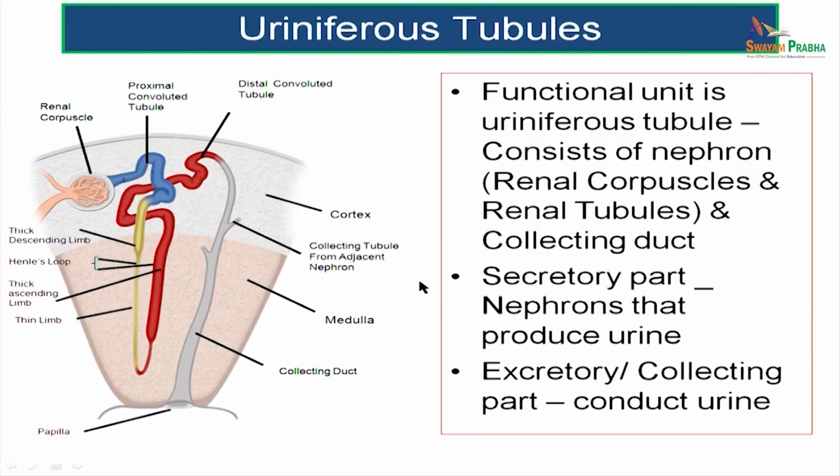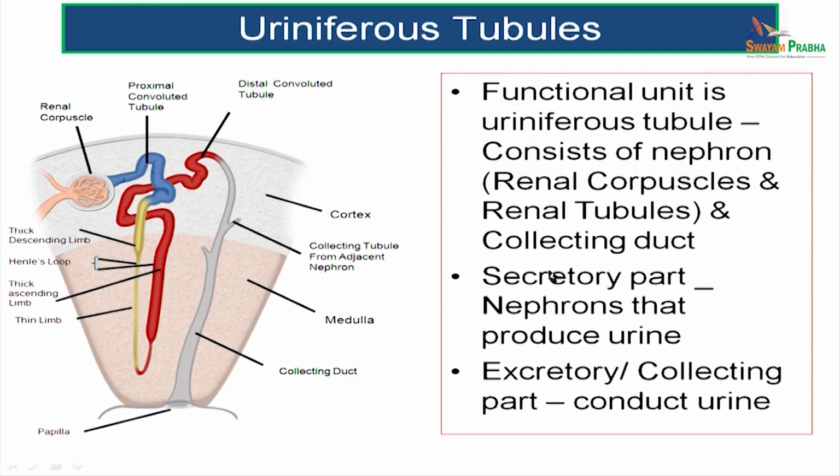Before going into the histological structure of each of the structures in the cortex and medulla, let us first define what is uriniferous tubule. The functional unit of kidney is uriniferous tubule. As you can see from this picture, the uriniferous tubule consists of nephron and collecting duct. So, nephron consists of renal corpuscle and renal tubules. Nephron and collecting duct together are called uriniferous tubules.